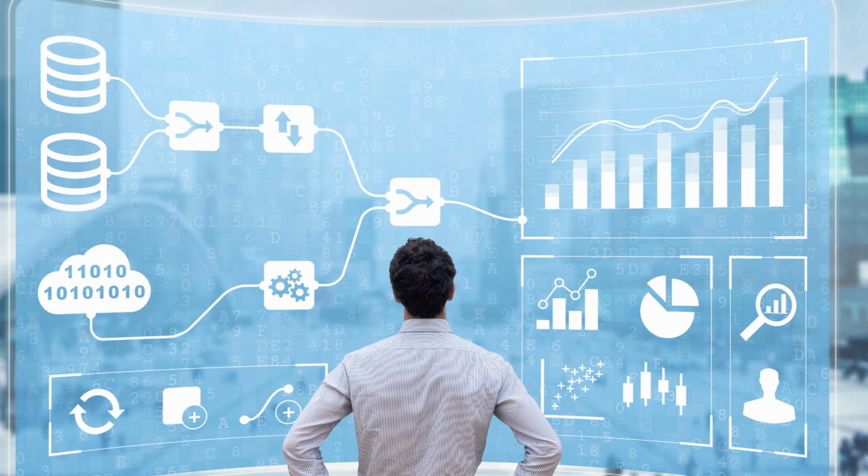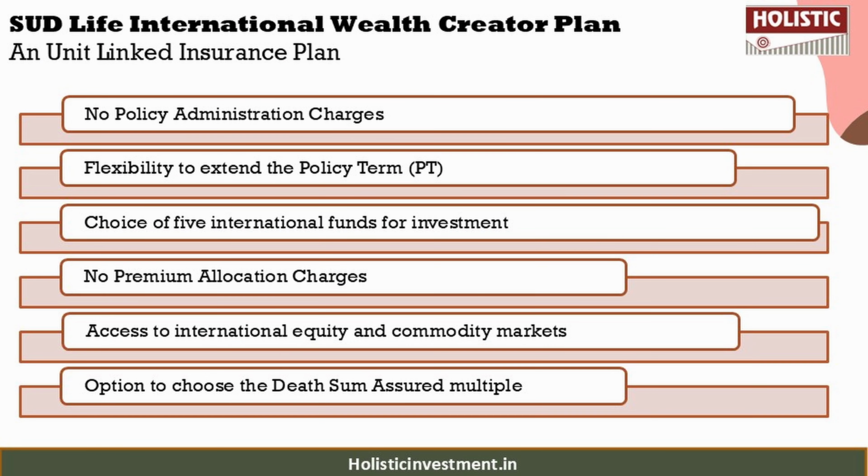Now, before analyzing this policy, let us first understand a few basic details about it. This is a unit-linked life insurance plan, and some of the key features of the policy are: there are no policy administration charges, and there is flexibility to extend the policy term. There is a choice of 5 international funds for investment, no premium allocation charges, so your entire premium is invested in funds of your choice, and you get access to international equity and commodity markets for potential wealth creation.